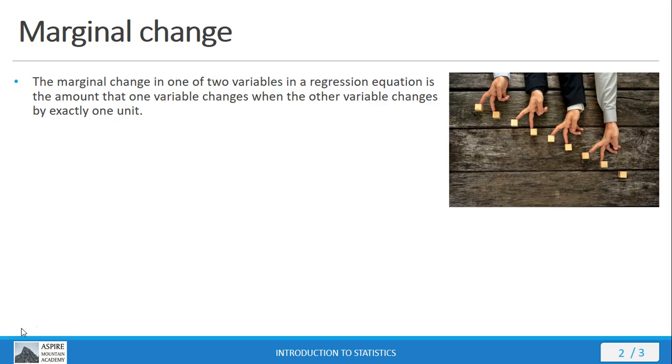Marginal change is really just another name for a concept that we're already familiar with. If you understand the general form of your linear regression line, marginal change in one of two variables is simply the amount that one variable changes when the other variable changes by exactly 1 unit. In other words, the marginal change is the slope of your regression line. That's all that it is.